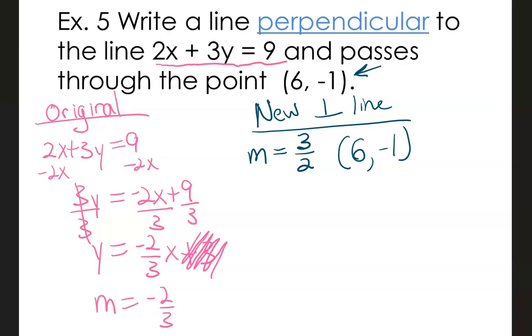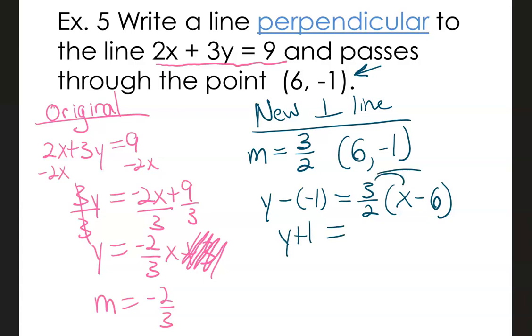Now that we have those two things, we can substitute this into the point slope formula, which says y minus y1, which is -1 in this case, is equal to m, 3/2, times x minus x1, which is 6. Then we simplify from there. We get y plus 1. We have to distribute this 3/2. We get 3/2 x minus 3/2 times 6 is going to be 9.